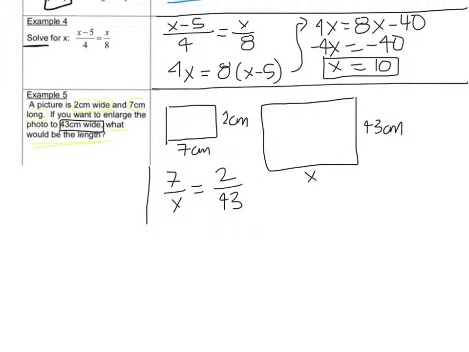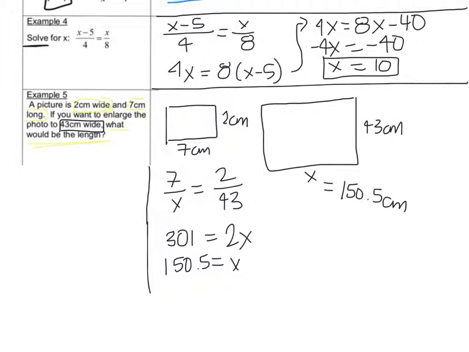So what do we get? 7 times 43, I'll be your calculator, is 301 equals 2x. Just as a reminder, I'm doing 7 times 43 equals 2 times x, which is 2x. When I divide by 2 on both sides, I'll get half of 301, which is 150.5. And in this case, since it's our length, we're going to say that it's 150.5 centimeters. Make sure you add your units.